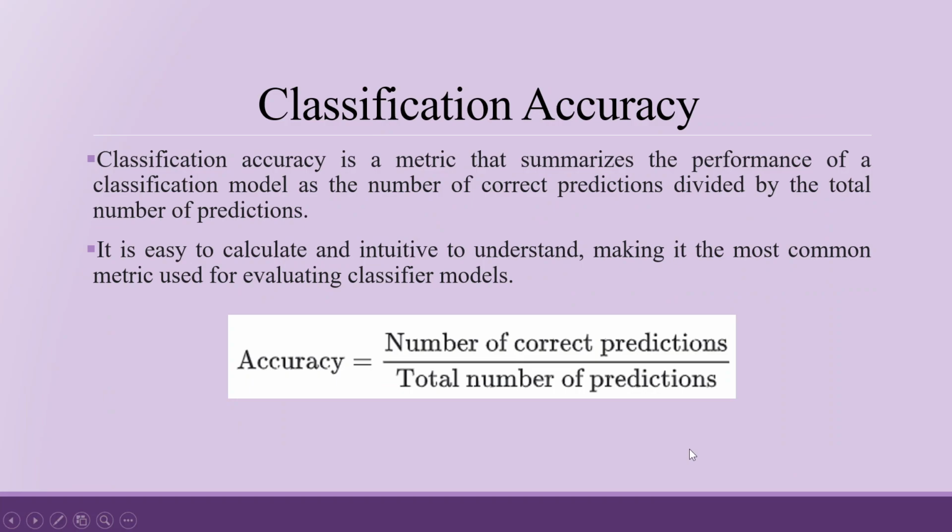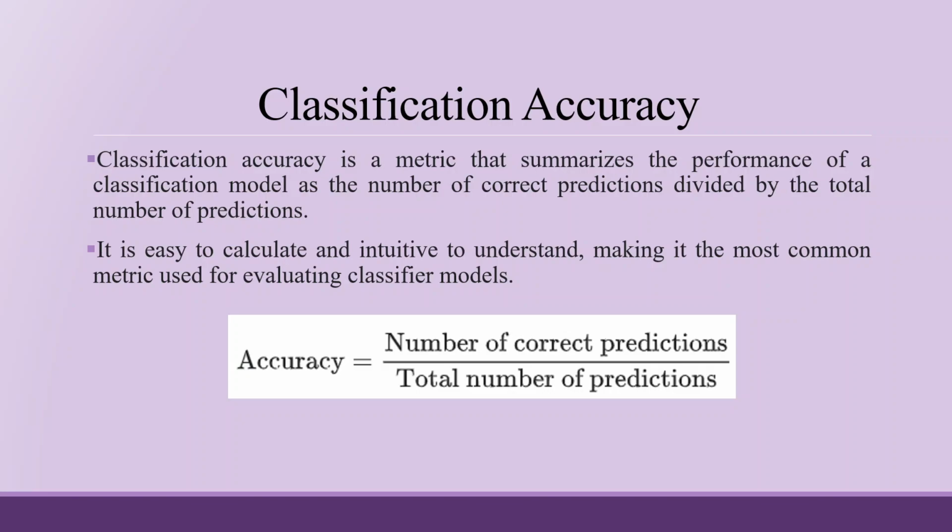Now there is a metric which is known as classification accuracy. It's a metric that summarizes the performance of the classification model as the number of correct predictions divided by the total number of predictions. It is easy to calculate and intuitive to understand, making it the most common metric used for evaluating classifier models. So the classification accuracy is the number of correct predictions divided by the total number of predictions.